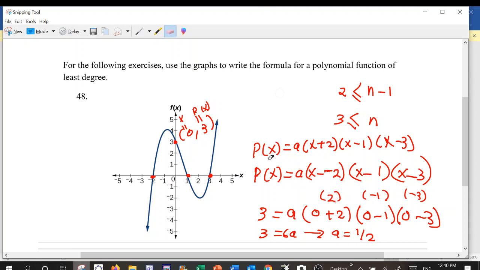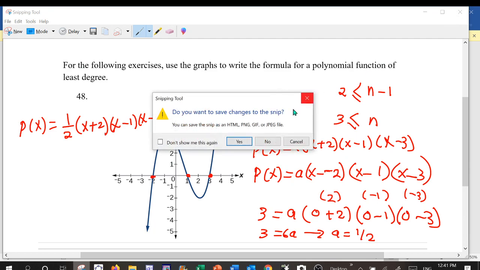So that means this formula is p of x equals 1/2 times x plus 2, x minus 1, and x minus 2. So that's the formula for this graph.